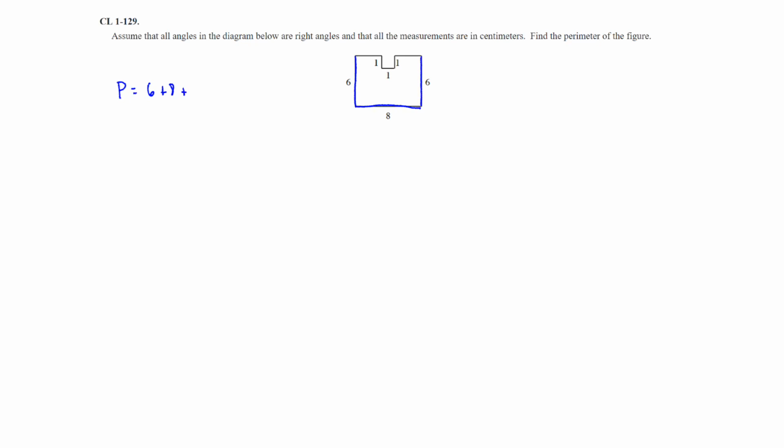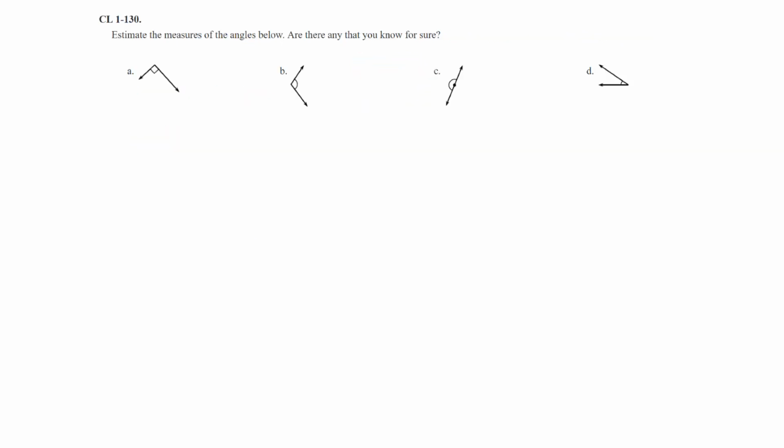plus 6 plus, there'll be another 8, and I'll show you. This side, and this. Those 3 things add up to 8. And then we can add 1 and 1 to give us the rest of the perimeter. So if we add all those up, we get a perimeter of 30 centimeters.